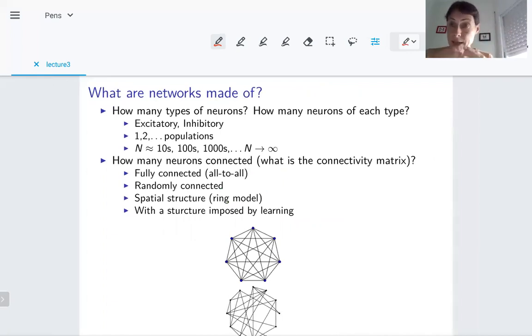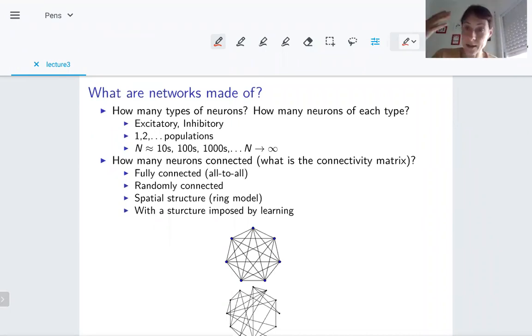Also, when we have the neurons, we need to decide how the connectivity matrix is. We can assume that all the neurons are all-to-all connected, that is, each neuron in the population makes connections with all the other neurons. Or we can assume that they are randomly connected, with each neuron connected with another one in the network with a probability p, for instance. Or we can assume that there is a spatial structure, in the sense that each neuron is connected only to nearby neurons, or neurons at a certain distance. Or maybe these connections have a structure imposed by learning, because when we learn, we create new connections, we destroy other connections, we strengthen some connections, we weaken other connections. So maybe they are modified by learning.